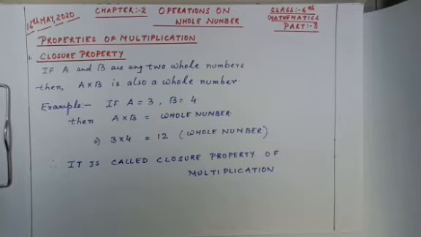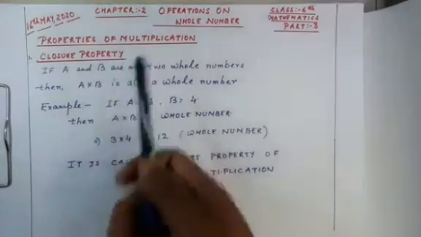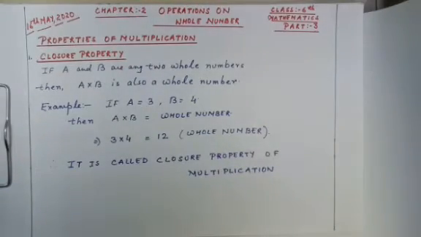Today we are going to continue with chapter 2, that is operation on whole numbers. Last time I explained properties of addition and properties of subtraction. Today I am going to start with a very new topic, that is property of multiplication. In that, the very first property is closure property.